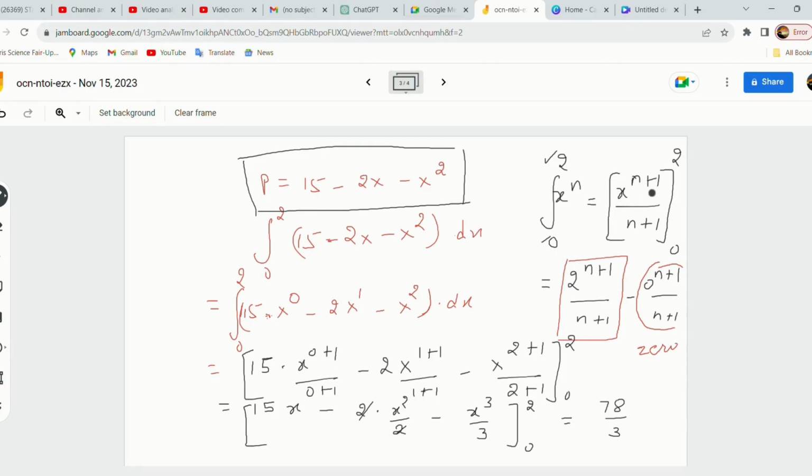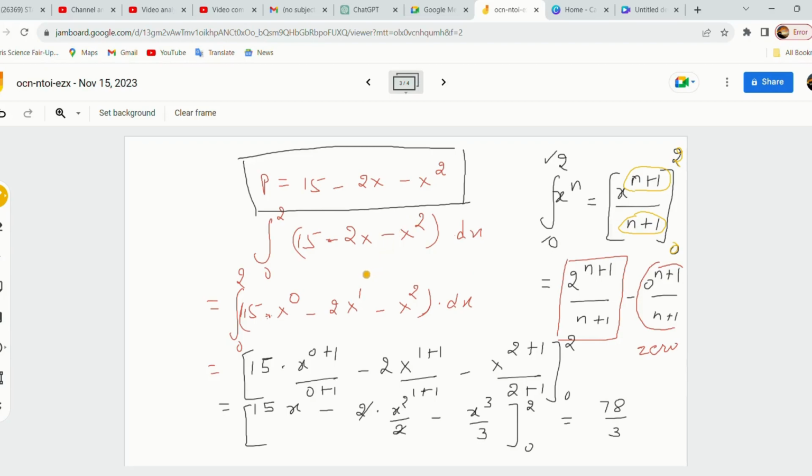This you can see, I use a different color. This is x raised to power n plus 1 divided by n plus 1, and we put the limit 0 to 2. This is a limit, not the power of this thing. This is a limit basically. Don't confuse it with the square or the power. No, this is just a limit.